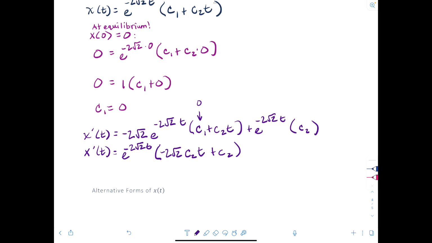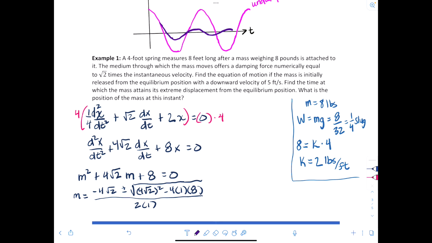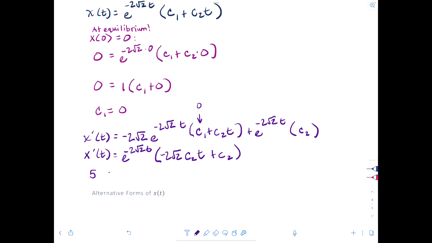I'll just leave it like that. Now, what was the initial velocity? It's downward, right? So remember, downward velocity is positive and it's 5 feet per second. So 5 is equal to e to the negative 2 root 2 times 0 times the quantity negative 2 root 2 c2 times 0 plus c2. And so that's going to give us 5 is equal to 1 c2.